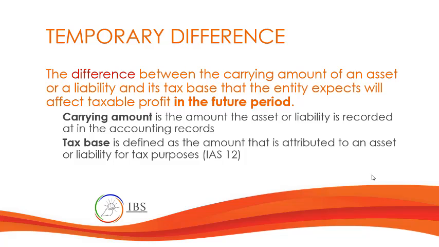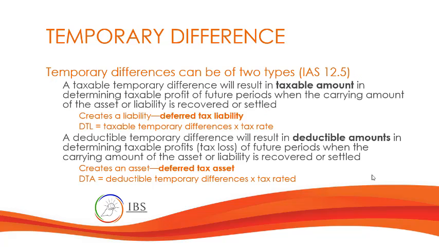Now, carrying amount, again, it's quite simple, as we discussed in the previous discussion. And this is the one that you have been familiar with when you studied accounting. So you can see this in the accounting records. While tax base is the amount that is attributed to an asset or liability for tax purposes. Now, there will be two types of taxable or temporary differences. We have taxable amount and deductible amount.